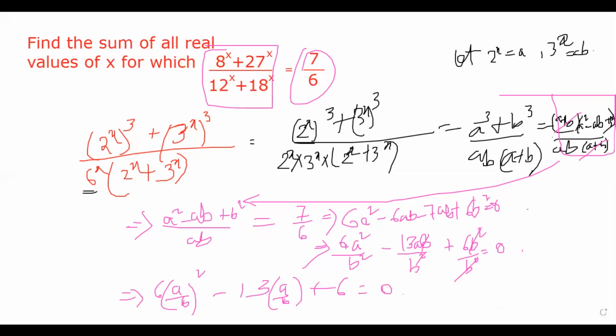Let us again assume another thing, that this problem is based on assumption. So a/b is equal to y. Let us assume that a/b is equal to y. If a/b is equal to y, then the first part, that is 6 into (a/b)², becomes 6y² - 13y + 6 = 0. Now we have to factorize the middle term and find the value of y from this quadratic equation.